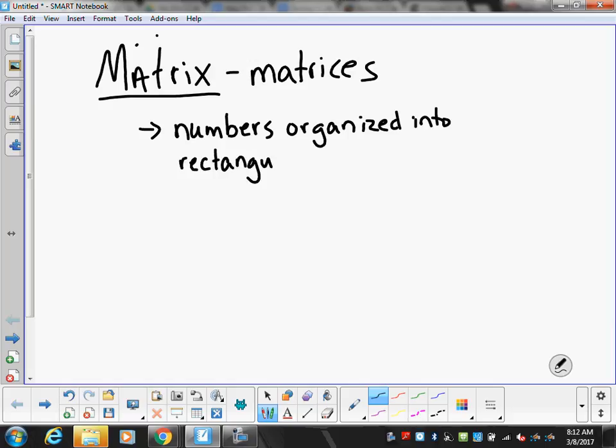Numbers organized into rectangular arrays. Finish out the word. Within brackets.